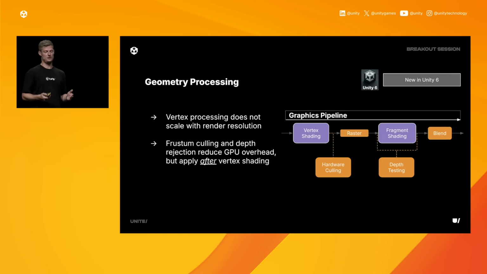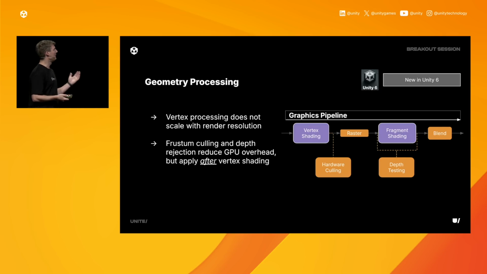Let's look at the geometry processing stage within the overall graphics pipeline. This is where the vertex data is transformed and prepared for rasterization. A key point to note is that vertex processing does not scale with render resolution. So no matter the resolution, the number of vertices processed remains the same, which means this part of the pipeline can become a bottleneck as the scene complexity increases.